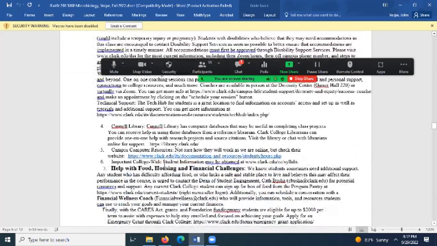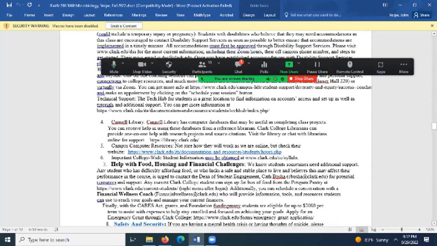You can use the Canal Library. It will be open this term. You can also get help from a librarian. There's a campus computer resource. So like if you need to print out something, you can go to campus and print it out in the computer resource center. There's help for food, housing, and financial challenges at Clark College. I'll let you read about that.